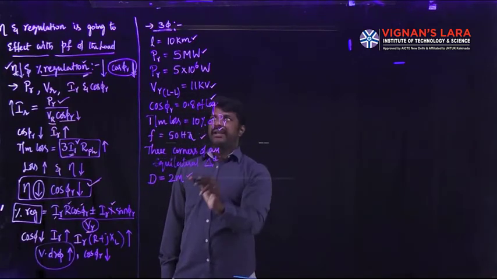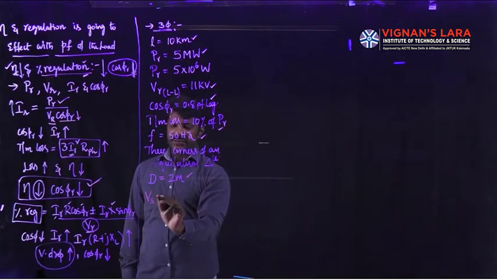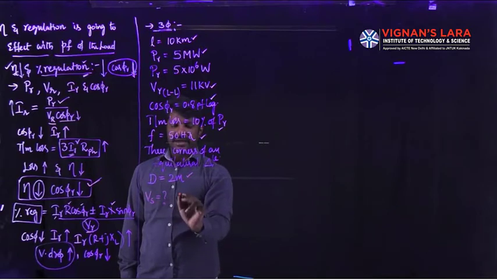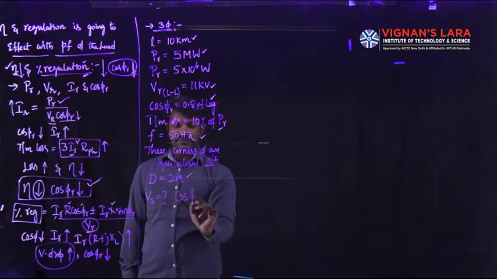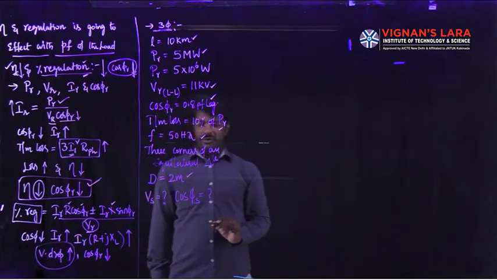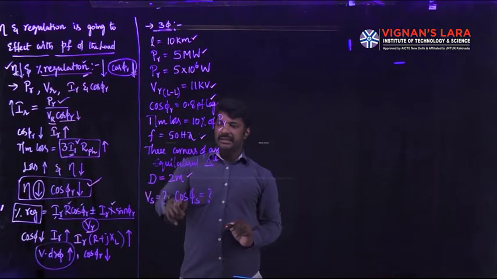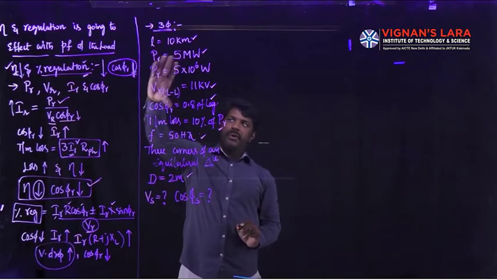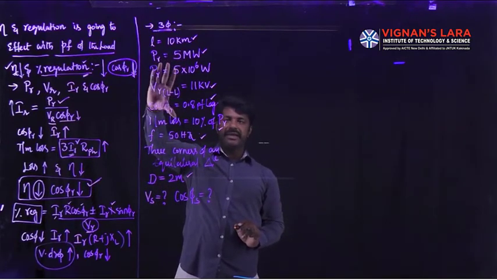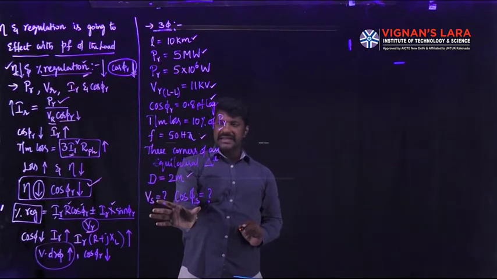For this given data, they are expecting us to calculate the value of sending end voltage Vs, and also the power factor of the transmission line at the sending end side. So this is about the given data. The quantities on the receiving end side were given in detail, and they are asking us to find the quantities on the sending end side.